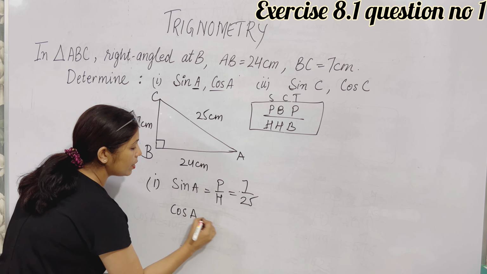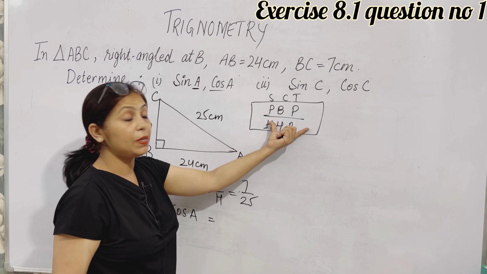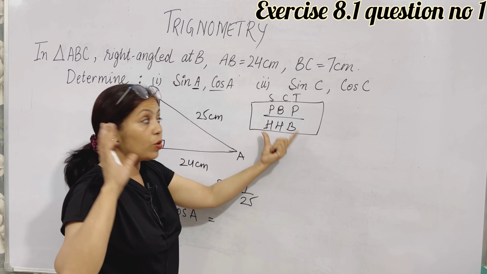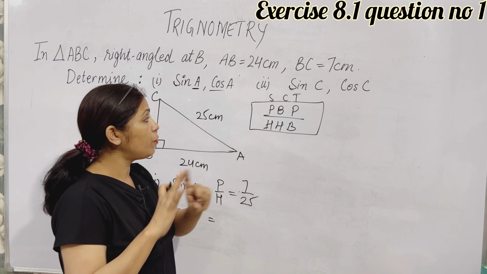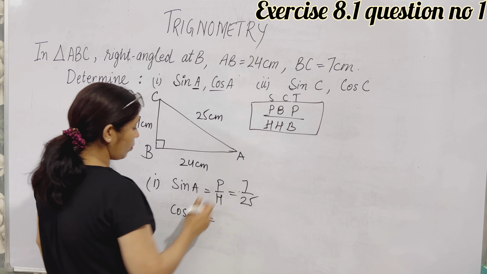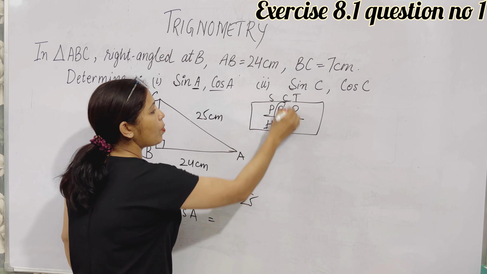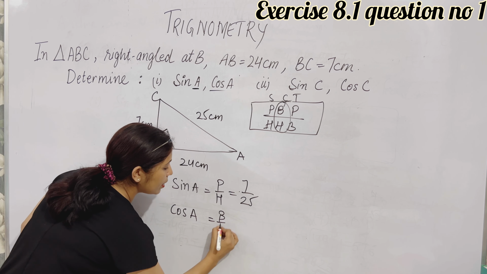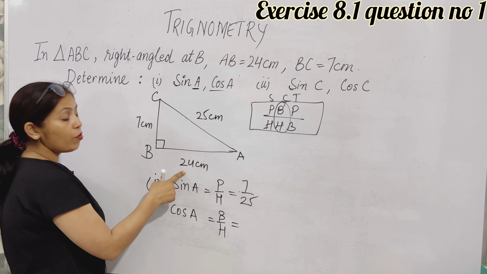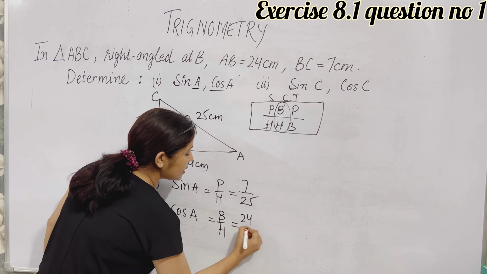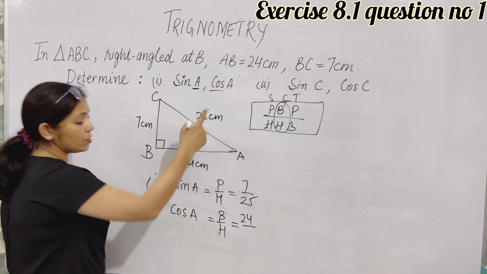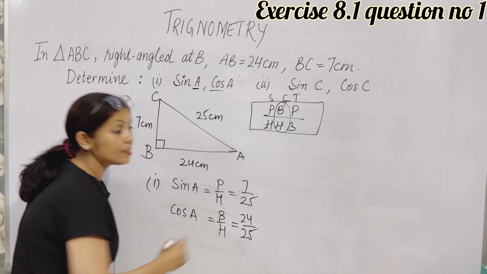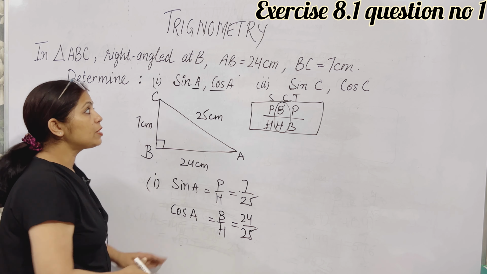So cos A, what is cos A? Again, Pandit Badri Prasad Har Har Bole Sona Chandi Tole, this should be fixed in your mind. So here, what is cos? Cos value is B upon H, base upon hypotenuse. What is the value of base? That is 24 cm. What is the value of hypotenuse? That is 25 cm. So the answer is this. The first part is done.